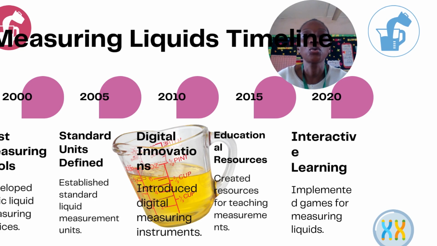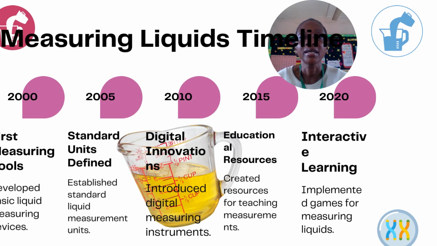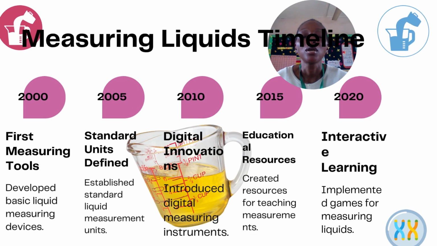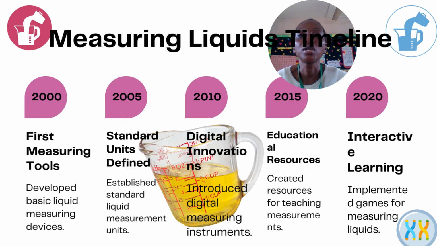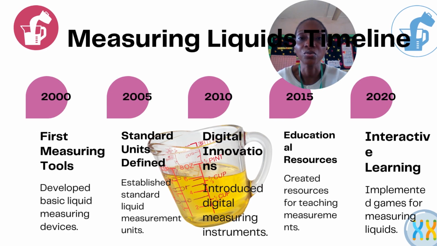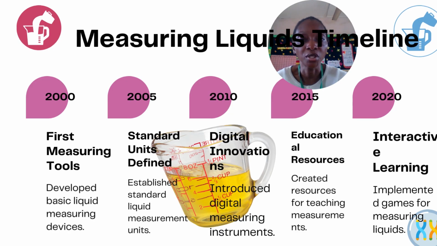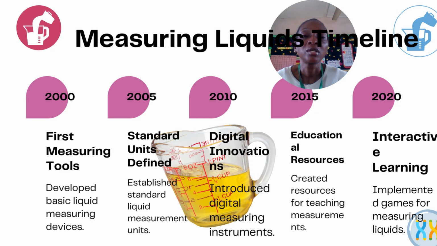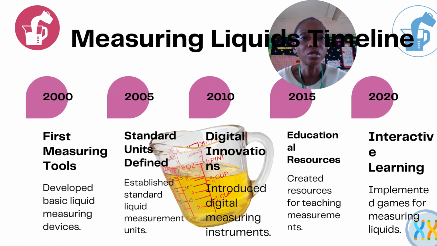Here is a measuring liquid timeline. Now we are just talking about some years and the type of measuring tools that we discovered. In 2000, the first measuring tools were discovered. They developed some basic liquid measuring devices. In 2005, some standard units of measurement for liquid were also discovered. In 2010, there was some digital innovation, which means some digital measuring devices for liquids were introduced.